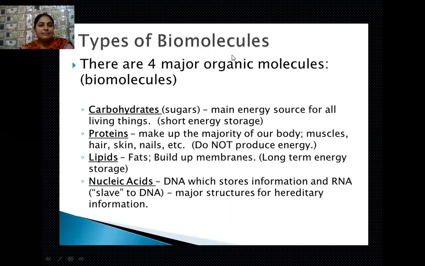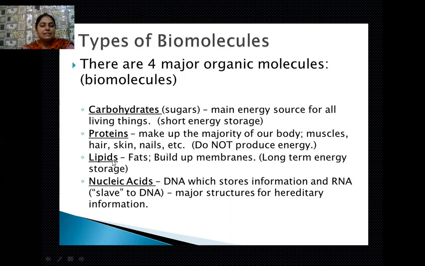Okay, students. After this chemical analysis, the scientists found that these biomolecules are broadly categorized into four major types of compounds, and these compounds are generally organic in nature. So these are carbohydrates and sugars, which are the main energy source for all living systems. Second one is proteins. Proteins make up the majority of our body: muscles, hair, skin, nails, etc. They do not produce energy. They are involved in our growth mechanism.